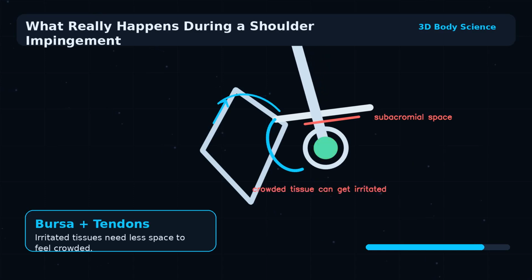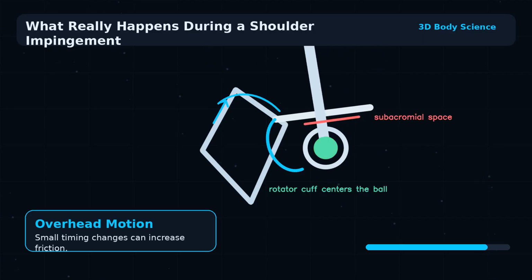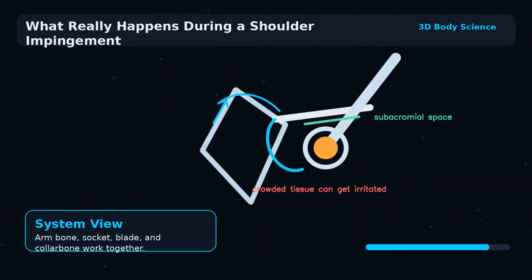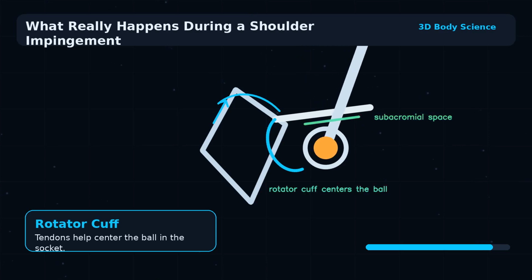as the arm rises. Now look at the small tunnel under the acromion, the bony roof at the top of the shoulder. Passing through that space are soft tissues, such as rotator cuff tendons, and a fluid-filled bursa. If the arm bone rides too high, if the shoulder blade does not rotate well, or if the tissues are already irritated and swollen, that tunnel can feel crowded. This is why shoulder impingement is often better understood as a movement problem plus a tissue irritation problem, rather than a single part being permanently pinched.